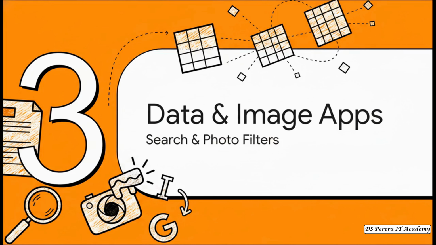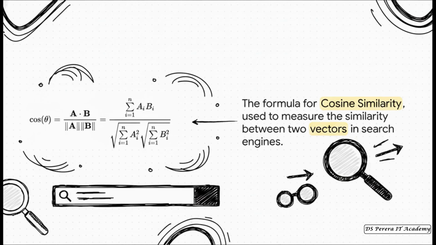Now, this formula on the screen is called cosine similarity. It might look a little intimidating, but the idea behind it is actually super simple. Imagine you have two arrows, or vectors, pointing in different directions. Cosine similarity just measures the angle between them. If the arrows are pointing in almost the exact same direction, the angle between them is tiny, so their similarity is very high. If they're pointing in opposite directions, the angle is large and their similarity is low. Search engines use this exact idea to figure out which web pages are most relevant to what you're looking for.